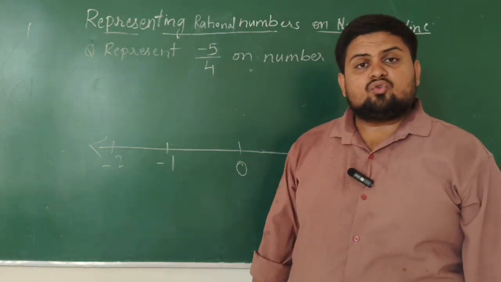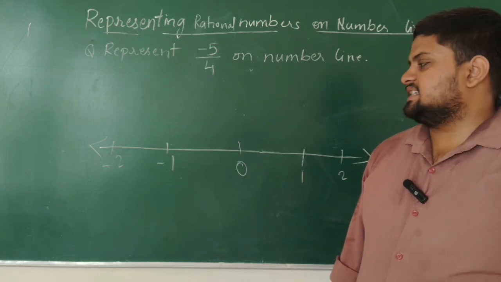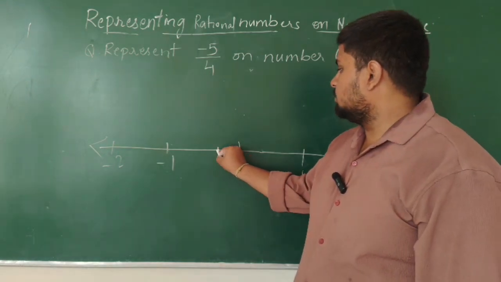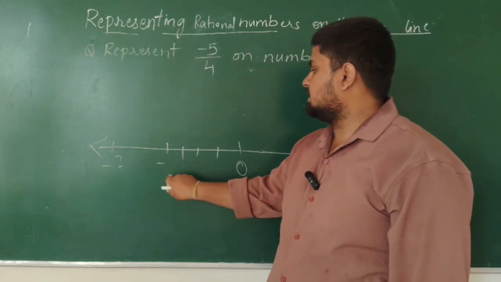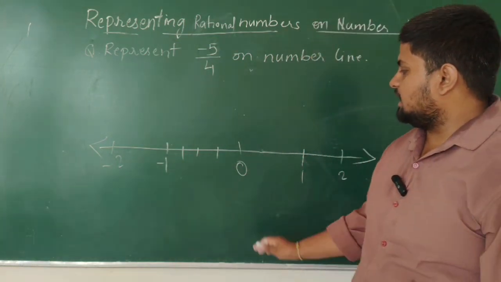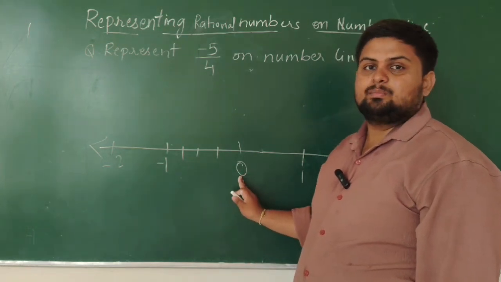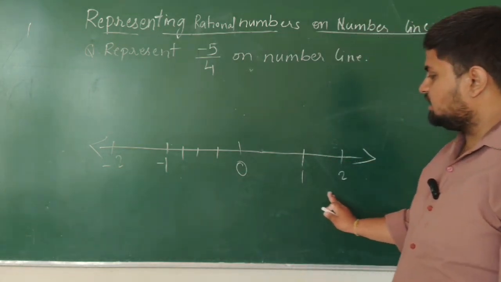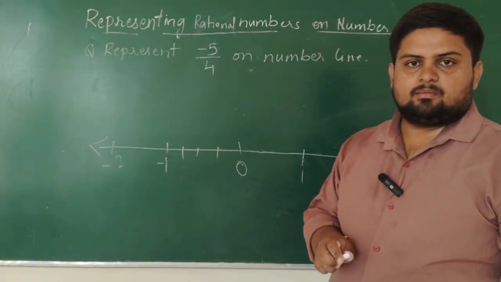So to divide it into 4 equal parts, how many lines should I put? 3 lines, exactly 3 lines. So I'll put 1, 2, 3 lines in between. So now the numbering we have to start from 0 always. In the previous examples we started from here and went towards the right. Here we'll start from 0 and go towards the left. Are you able to understand?